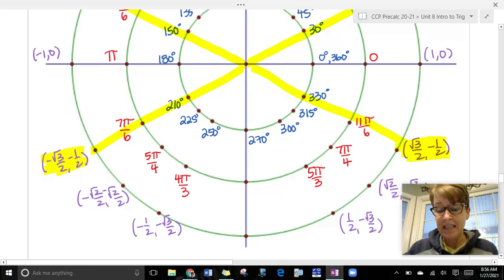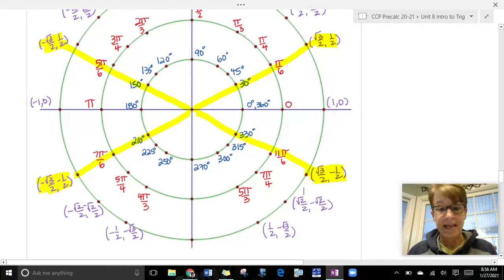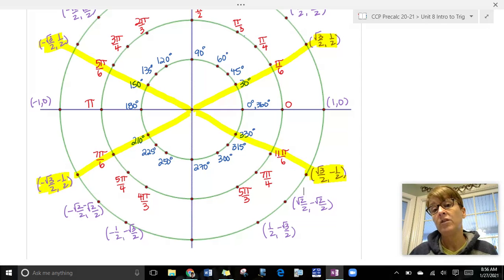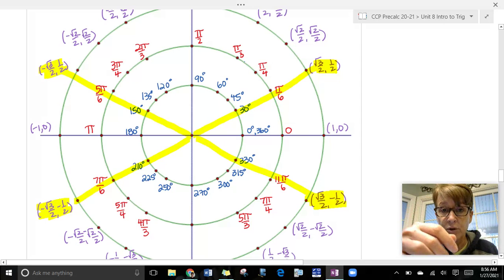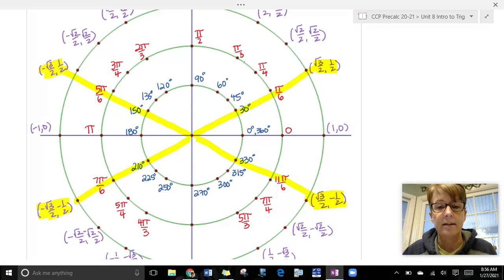So do you see that the ordered pairs are basically all the same? It's just a matter of positives and negatives depending on what quadrant they're in. Anything with a 30-degree reference angle is that same ordered pair. Same thing with 45. Anytime we're 45 degrees away from the x-axis, so 45 is a reference angle, we're looking at root 2 over 2's. So root 2 over 2, root 2 over 2, negative root 2 over 2, root 2 over 2, etc. It's just the positive, negative changes depending on the quadrant.